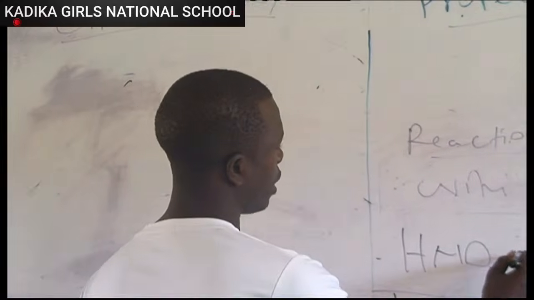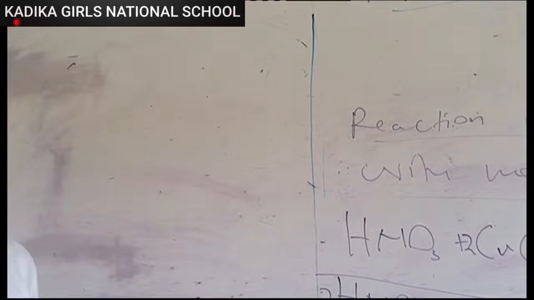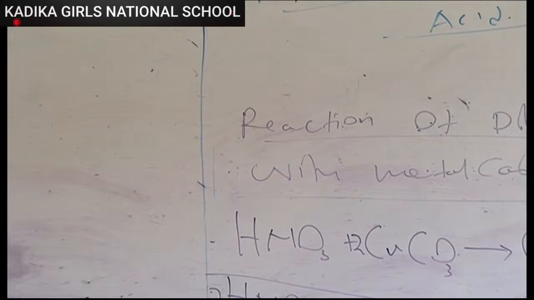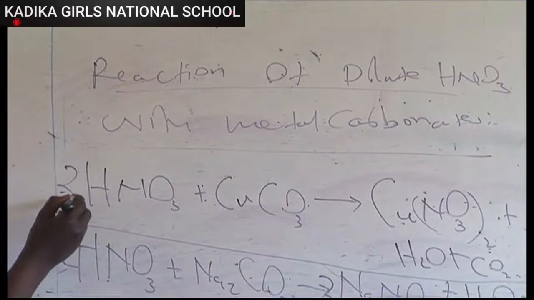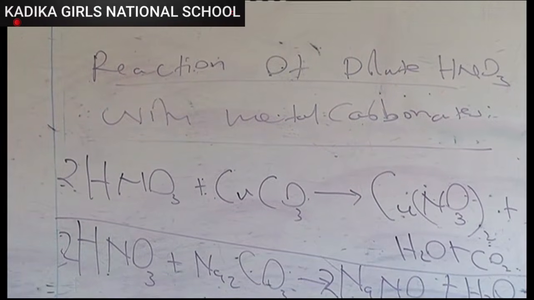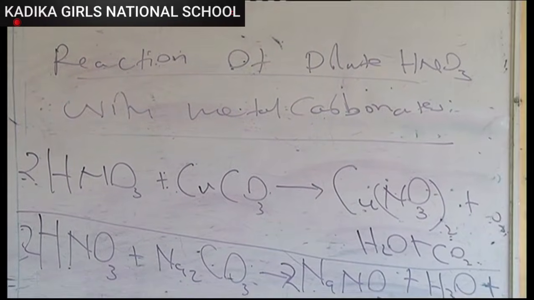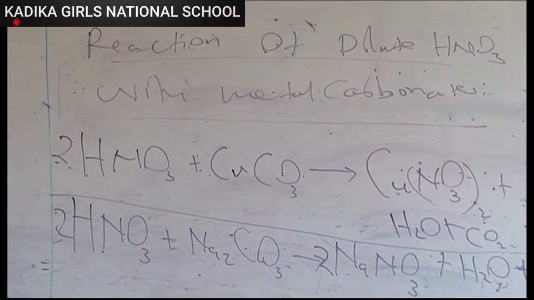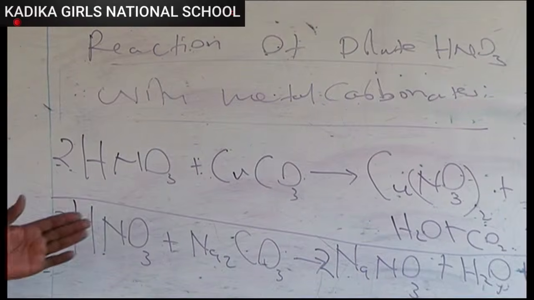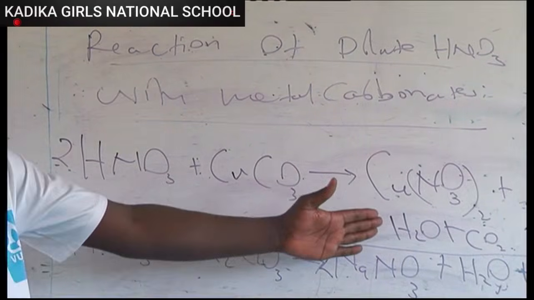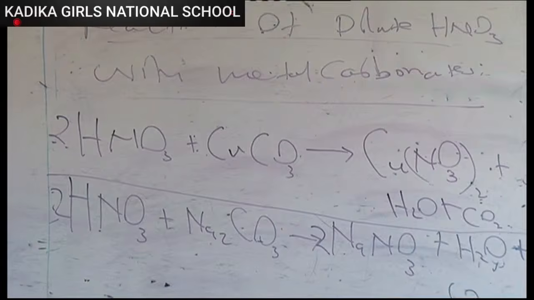If you put 2 here, the equation is balanced. If you put 2 there, the equation is balanced. 2 in nitric acid, not 2 in copper, but 2 in nitric acid. The equation is just balanced. So it is important to know that acid can also react with metal carbonate to form salt, water and carbon dioxide.